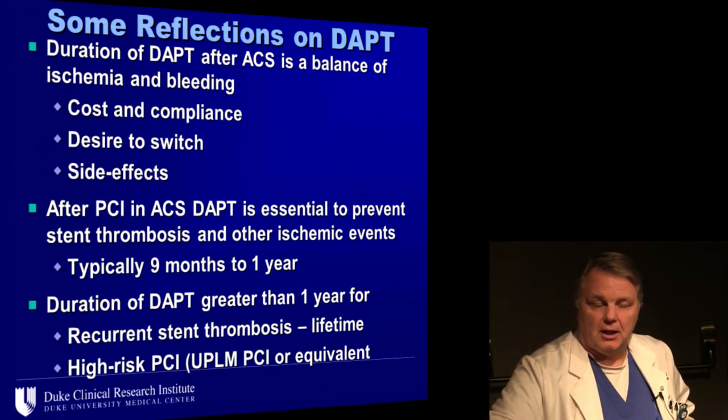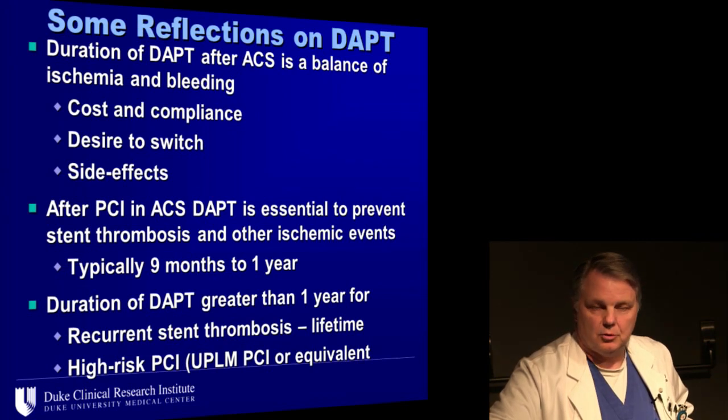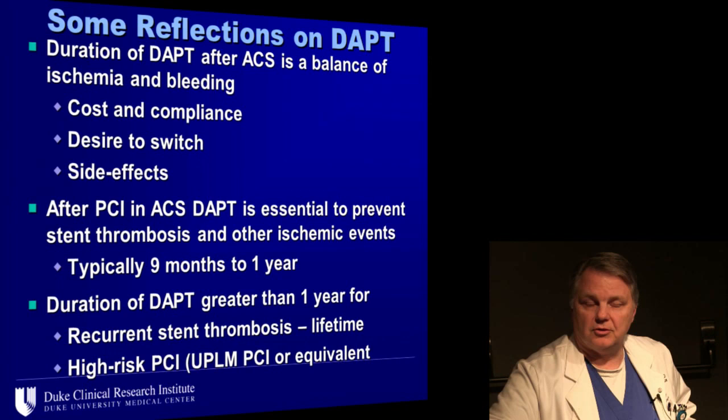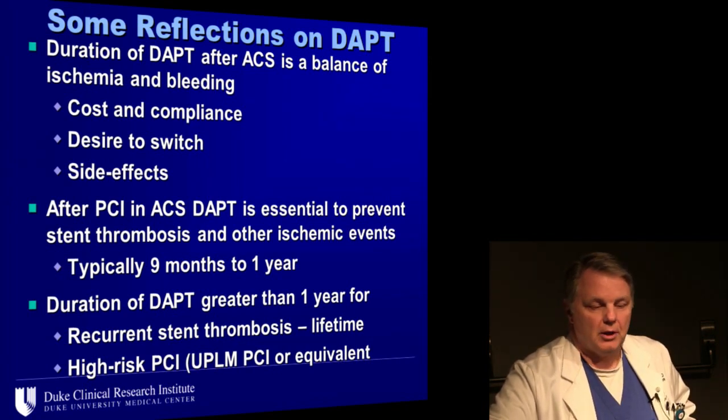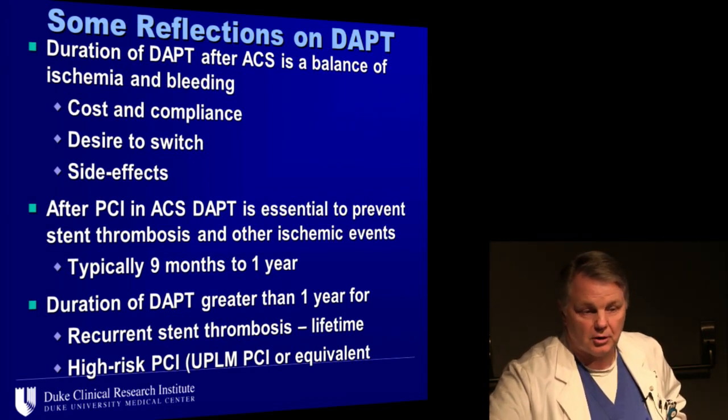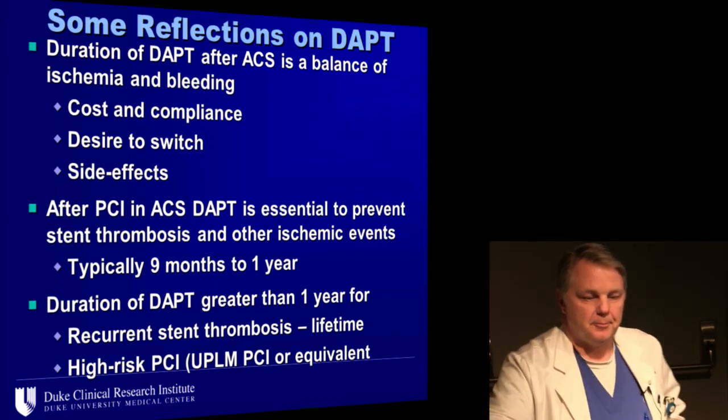So after PCI in ACS, dual antiplatelet therapy is recommended to prevent stent thrombosis and other ischemic events for typically 9 months to 1 year. It's a class 1A to 2A, depending a little bit on which guidelines you read, but it's a very clear message. So anything less than a year for dual antiplatelet therapy is really not acceptable for PCI.